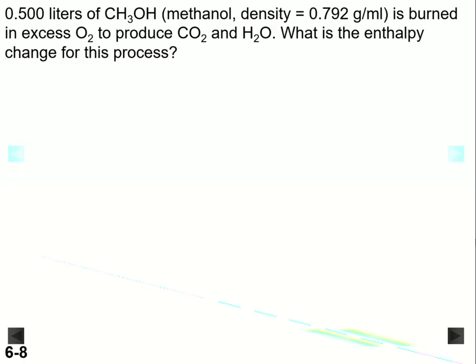We have 0.5 liters of CH3OH. It's an organic compound known as methanol, sometimes called wood alcohol. It has a density of 0.792 grams per milliliter. Methanol burns. Sometimes that's used in little alcohol lamps. It's burned in excess oxygen to produce carbon dioxide and water. What is the enthalpy change for this process? That being burning of half a liter of methanol.